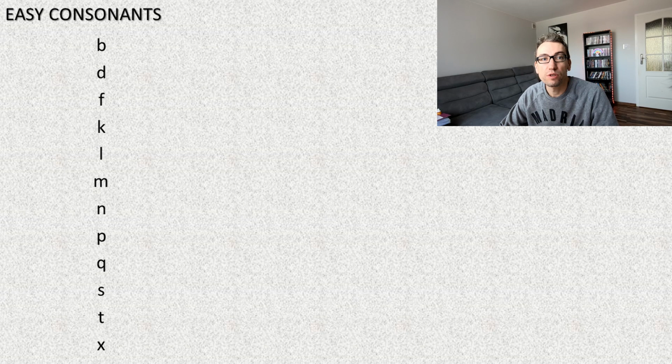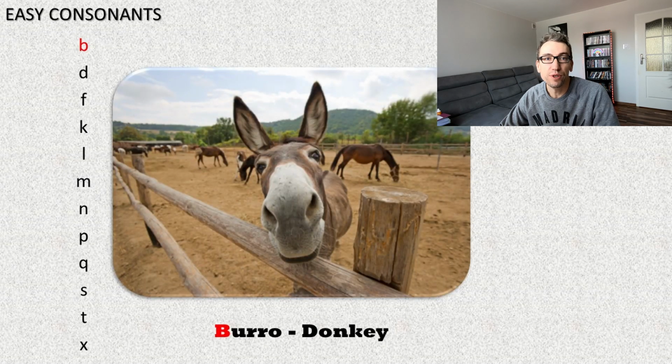Alright guys, let's start with the easy consonants. Well, I call them easy because the sound is pretty obvious. So, on that list we have B, D, F, K, L, M, N, P, Q, S, T, and X. So let's start with B. B, like in burro. Burro means donkey.